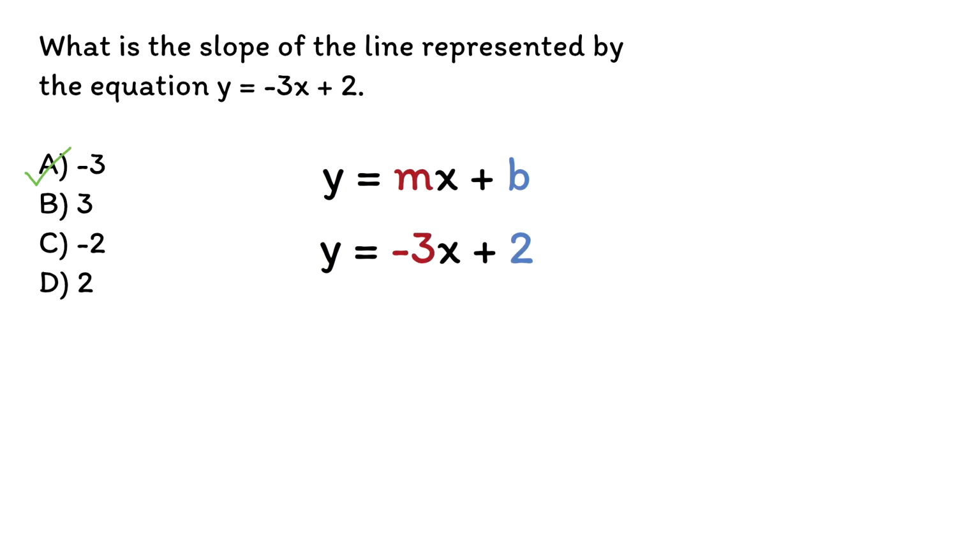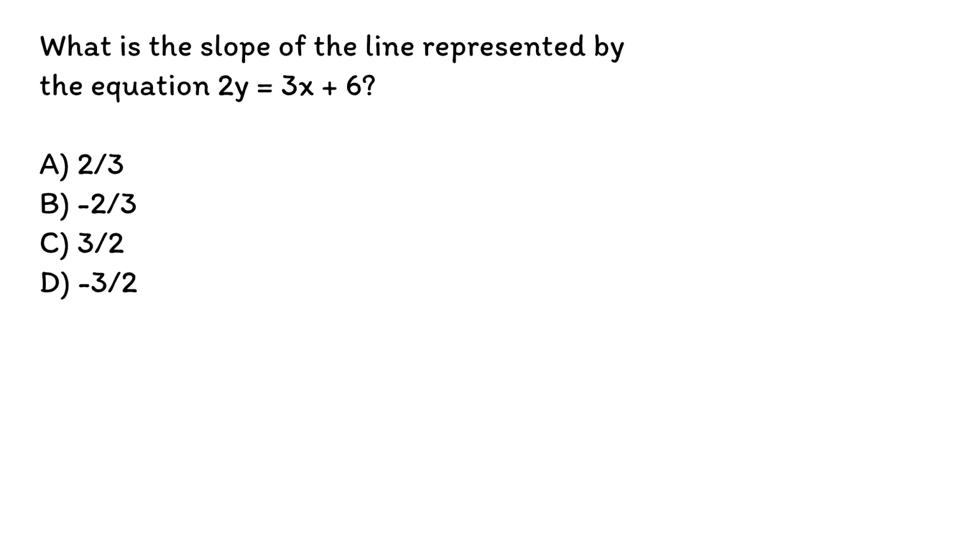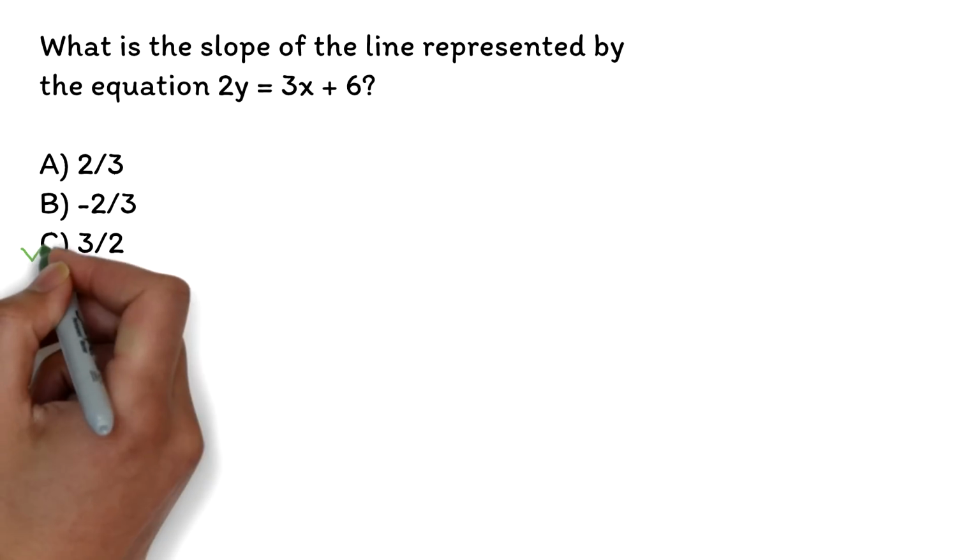Let's look at a similar question to this, but one that will require a little more. What is the slope of the line represented by the equation 2y equals 3x plus 6? A. 2 over 3. B. Negative 2 over 3. C. 3 over 2. D. Negative 3 over 2. The correct answer is C, 3/2.